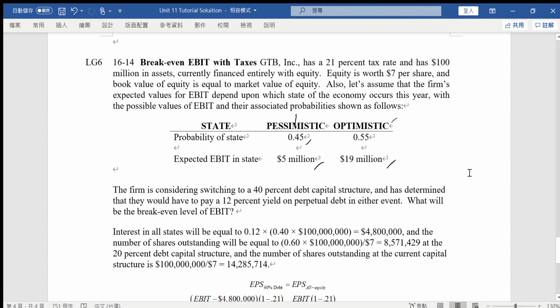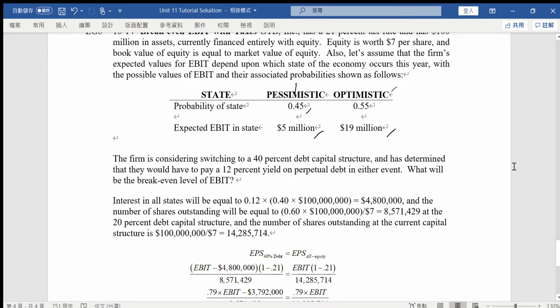Okay, and the firm wants to switch to a 40% debt capital structure, and determines that they will pay a 12% interest rate on the debt. The question is asking, what will be the break-even level of the earnings before interest and tax? That means if the company changes the capital structure to 40% being financed by debt, what will be the same earnings before interest and tax?